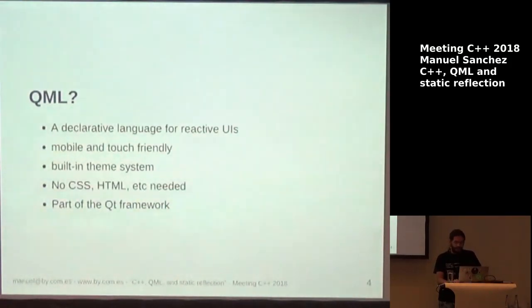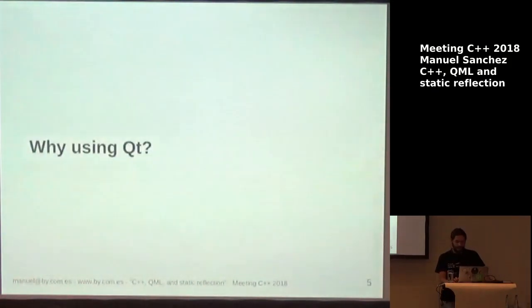It has a built-in theme system, like, for example, the material design from Android. You don't need to know about CSS, HTML, or something like that. It's pure QML syntax for everything. And finally, the QML system is part of the Qt framework. So since it's part of the Qt framework, why using Qt?